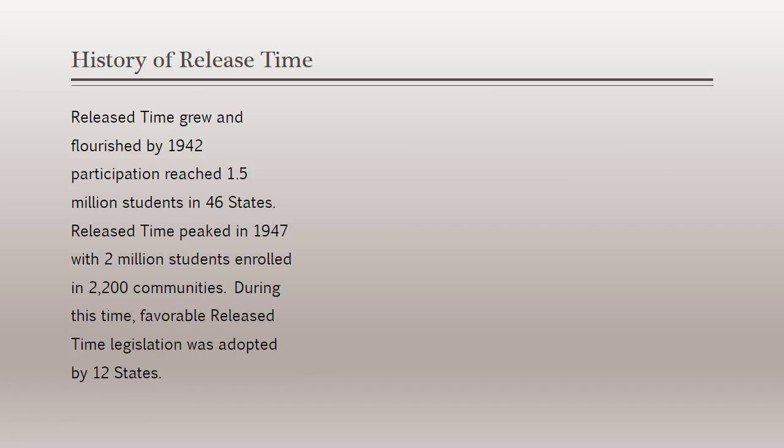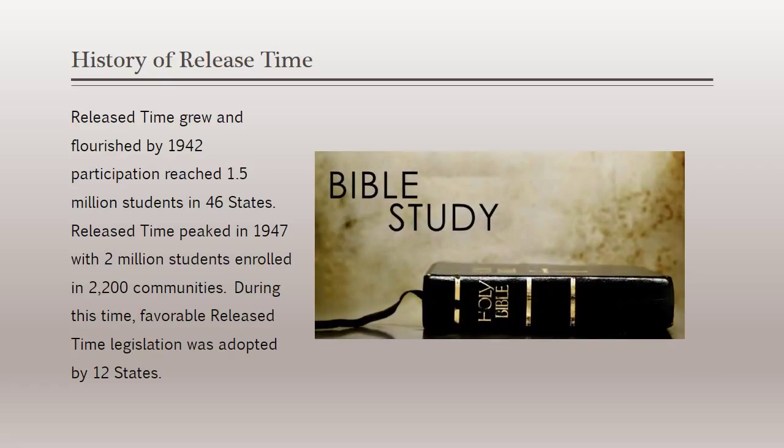Release time grew and flourished by 1942. Participation reached 1.5 million students in 46 states. Release time peaked in 1947 with 2 million students enrolled in 2,200 communities. During this time, favorable release time legislation was adopted by 12 states.